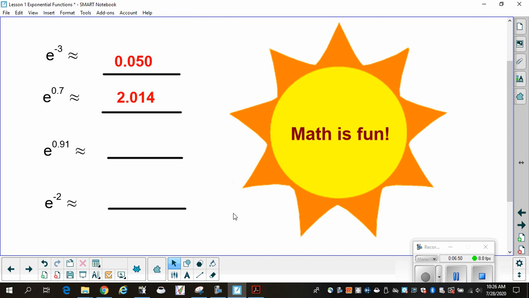It's not hard, it's very simple, but it's knowing that this button exists on your calculator and where to find it. So try these two. Did you wind up with 2.484 and 0.135? Again, rounding to the nearest thousandth. Great. If you need to go back, pause the video and double check and make sure that you use the negative and not the subtraction sign, because if you use the subtraction sign, the calculator will give you an error.